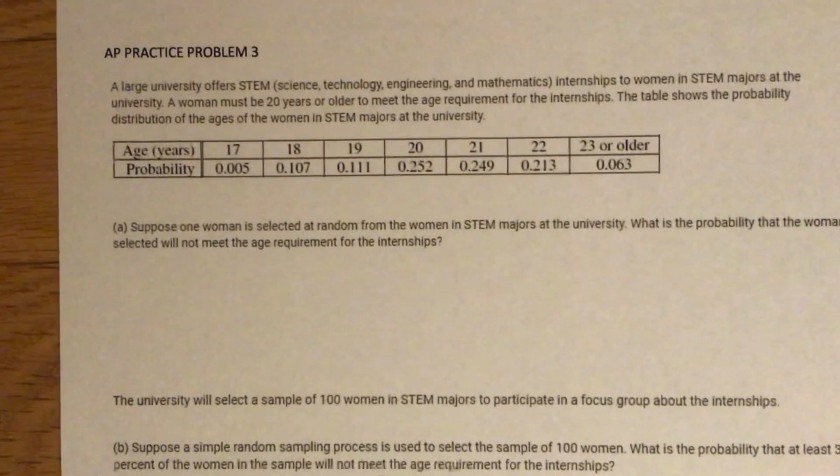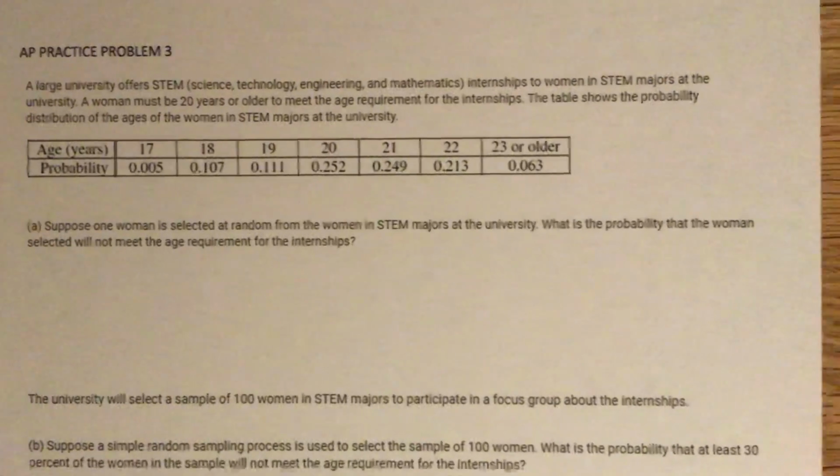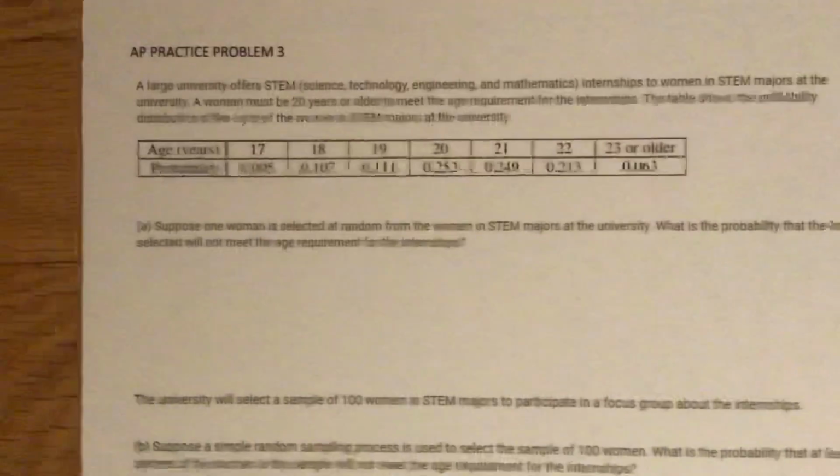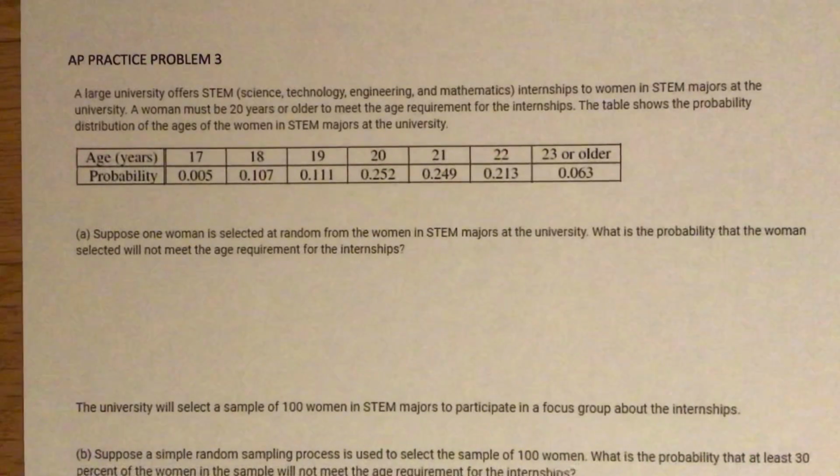So part A says, suppose one woman is selected at random from the women in the STEM majors at the university. What's the probability that the woman selected will not meet the age requirement? So basically they just want to know the probability you get somebody who's under 20, because in order to meet the requirement, they've got to be 20 or older. So who's not 20 or older is everyone who's under 20.